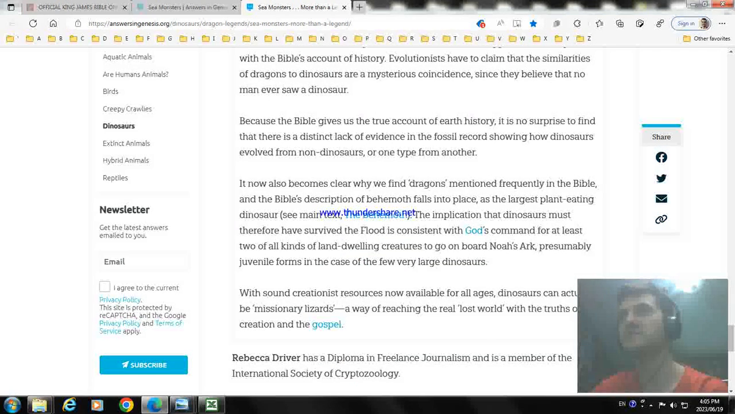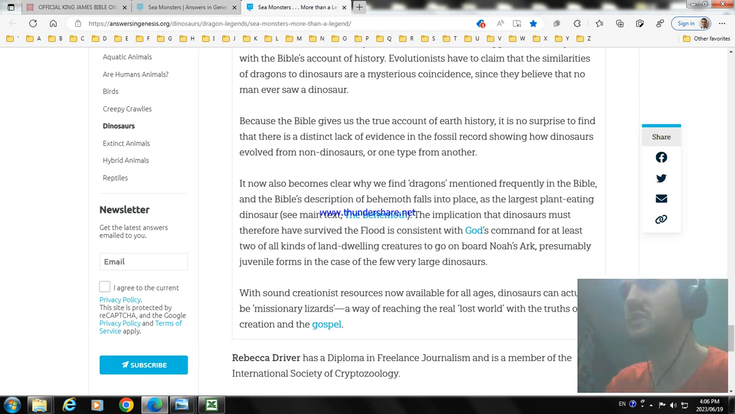Because the Bible gives a true account of Earth history, it is no surprise that there is a distinct lack of transitional forms in the fossil record showing that dinosaurs evolved from non-dinosaurs, or one type from another. We find dragons mentioned frequently in the Bible, 34 times in the KJV, and the Bible's description of the behemoth fits. Plant-eating dinosaurs are seen in the text. The behemoth, a created dinosaur, must therefore have survived the Flood.